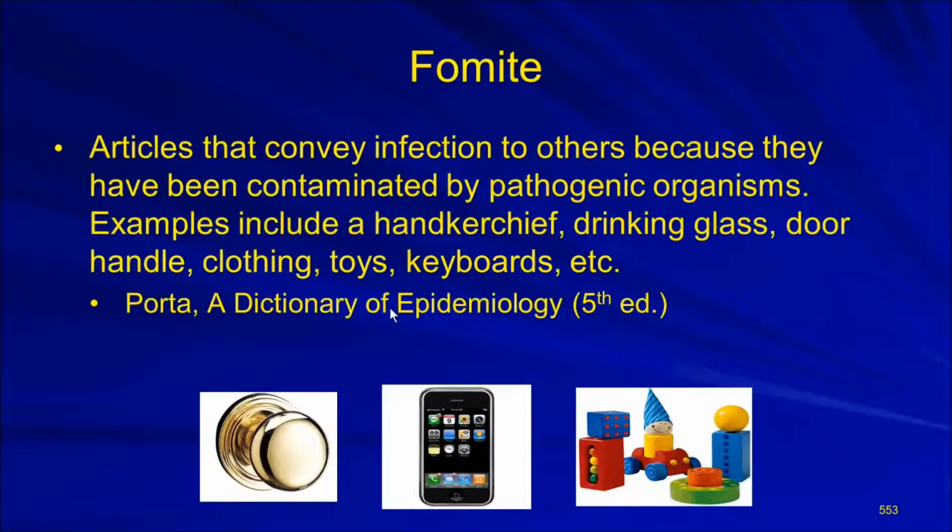So to define a fomite, we use the Dictionary of Epidemiology by Porta, the 5th edition. A fomite is an article that conveys infection to others because it has been contaminated by pathogenic organisms. Some examples may include a handkerchief, a drinking glass, door handle, clothing, toys, keyboards, etc.